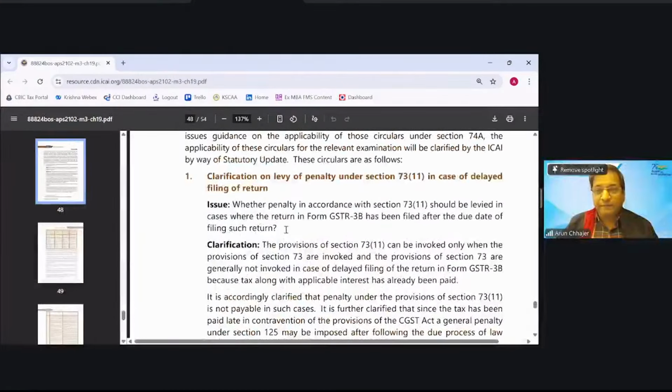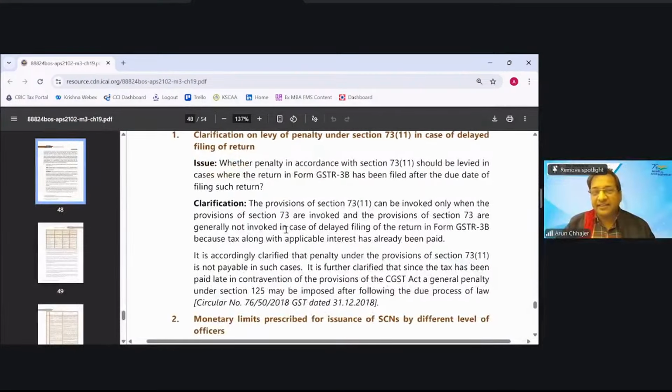And first point, एक अच्छा क्लैरिफिकेशन था, क्लैरिफिकेशन ऑन द लेवी ऑफ द पेनल्टी इन केस ऑफ द डिलेड फाइलिंग ऑफ द रिटर्न. एक सर्कुलर आया था 76, उसमें कहा कि लेट्स से किसी पर्सन ने जीएसटीआर 3B 3 महीने बाद फाइल किया है, तो विल द लेट फीस बी एप्लीकेबल? यस. विल द इंटरेस्ट बी एप्लीकेबल? इफ यस, आंसर वुड बी प्राइमा फेसी यस, रीड विद सेक्शन 50. बट प्रॉब्लम क्या है? टैक्स कलेक्टेड बट नॉट पेड टू द गवर्नमेंट विदिन 30 डेज.